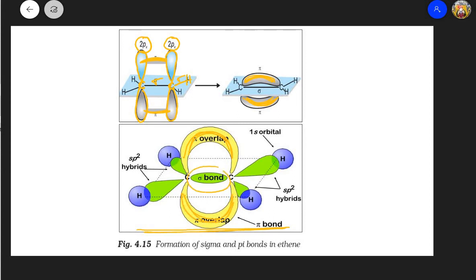This is the sigma bond which is present between the carbon atoms, and the remaining are carbon-hydrogen sigma bonds which are present within the plane. It means that the pi bond is above and below, whereas the sigma bonds are present within one plane.